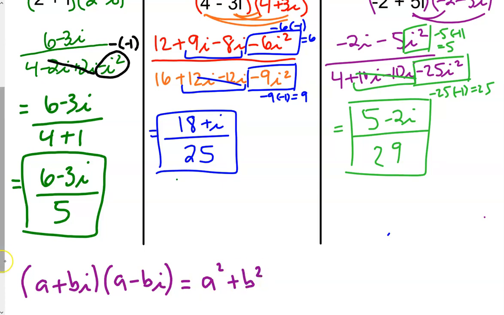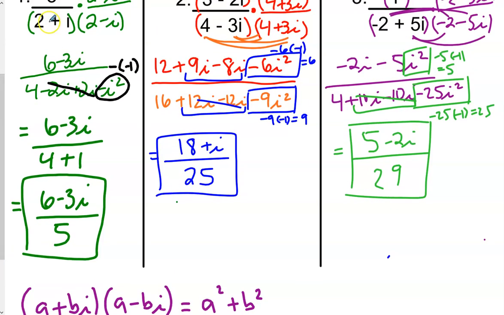Like, what are you talking about? Well, if you look at this example, 2 plus i, my a is technically 2, and my b is technically 1. So 2 squared is 4, 1 squared is 1, 4 plus 1, look at that, we got 5. It's going to happen in the middle too. So we did 4 minus 3i with the conjugate, 4 plus 3i. 4 is my a, 3 is my b, 4 squared is 16, 3 squared is 9, 16 plus 9, 25.